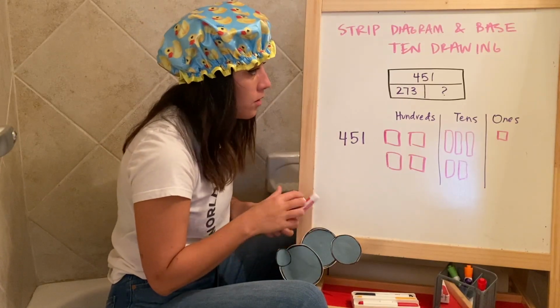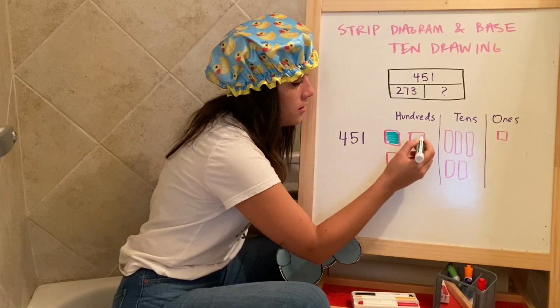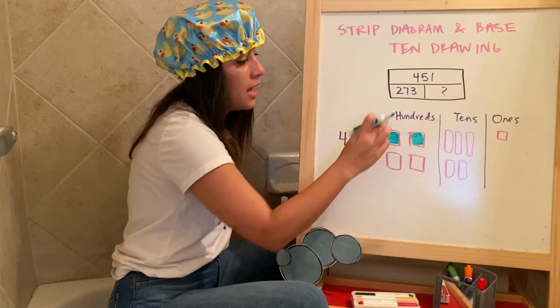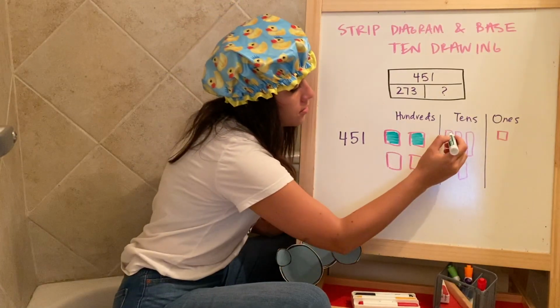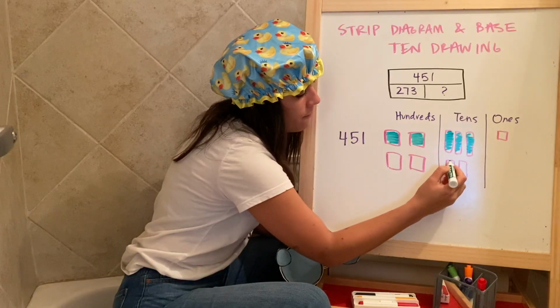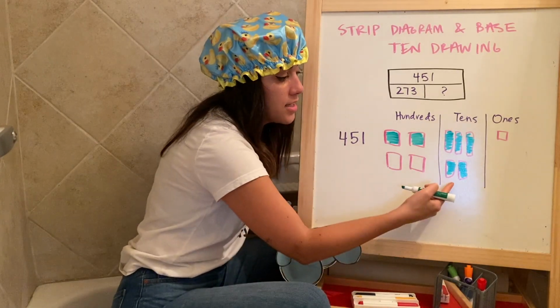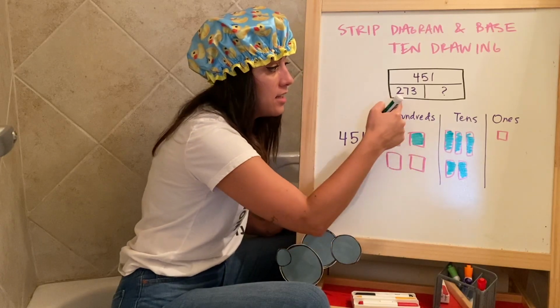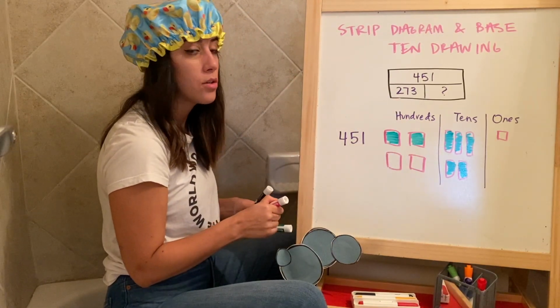Let's start by the place values. So I'm taking away 200. Okay, I'm going to shade this in. Taking away 200. I'm taking away 7 tens. So 1, 2, 3, 4, 5. I've only taken away 5, but I need 7. So I'm going to have to break one of these down into groups of 10.